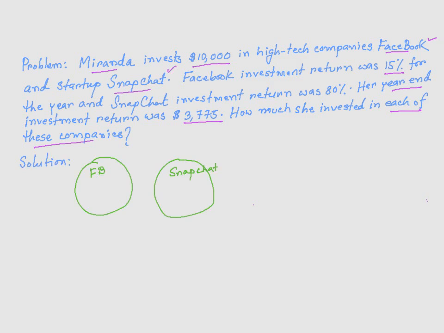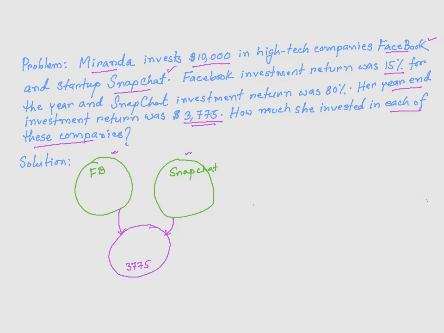I'm going to create a diagram to give you an idea what's going on. So let's say this is her Facebook investment and this is her Snapchat investment, and investment return is right here. So that's how much she gets back. That's going to be, by the way, $3,775. That's her total investment return. Part of this investment return is going to be coming from Facebook. Part of it is going to be coming from Snapchat. We don't know how much she invested in Facebook and we don't know how much she invested in Snapchat.